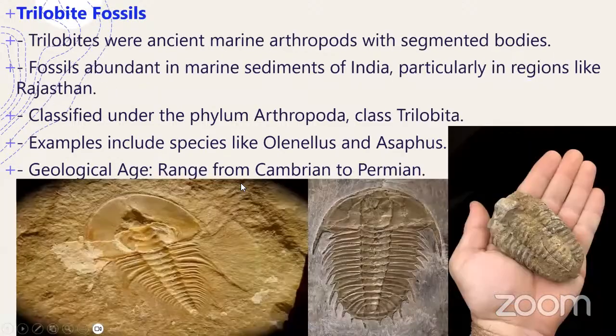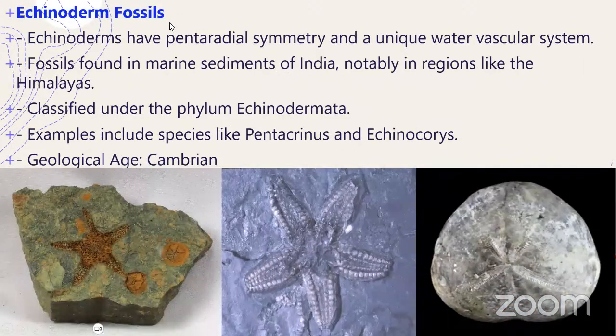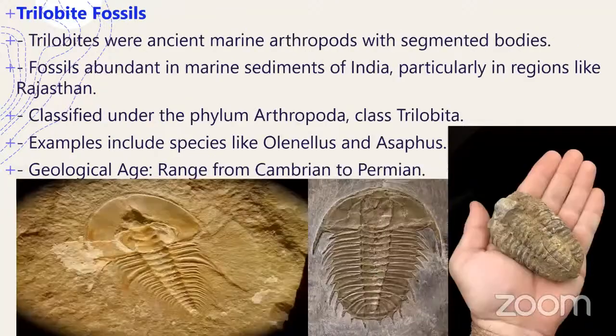So echinoderms have pentaradial symmetry and a unique water vascular system. Fossils are found in marine sediments in India, notably in regions like the Himalayas. Most of these fossils are available in the Himalaya region and the northern part of Rajasthan, and some parts of Maharashtra and Tamil Nadu also we can find.